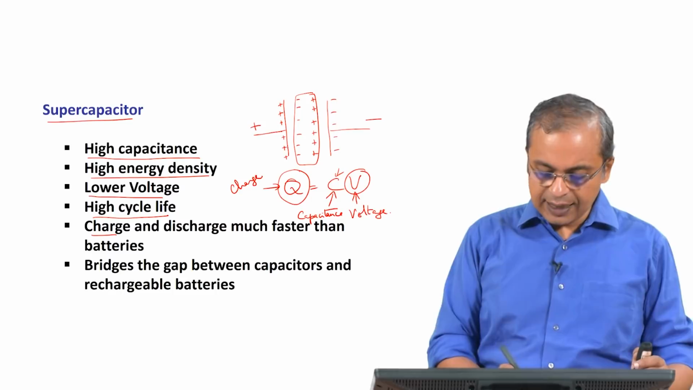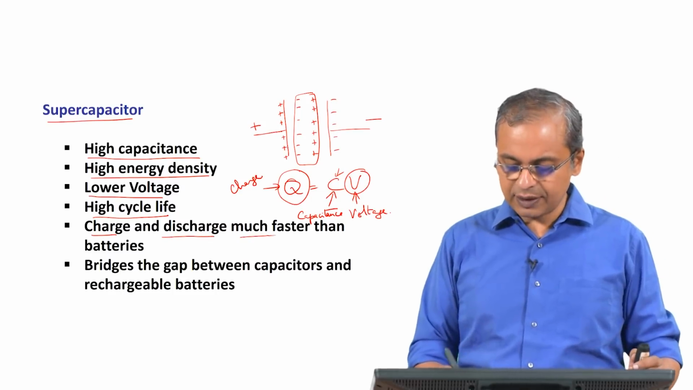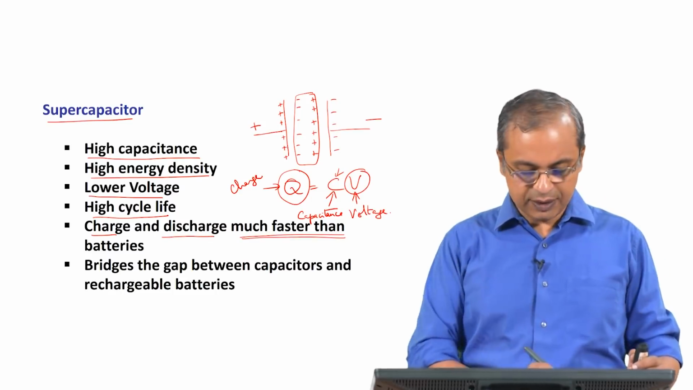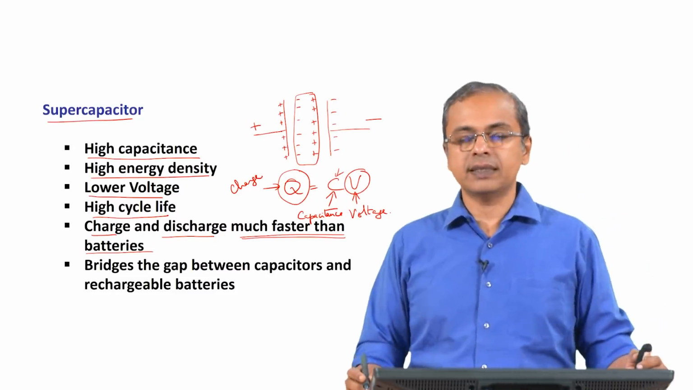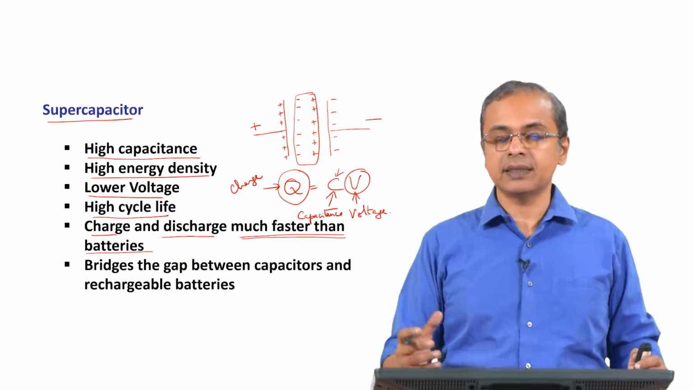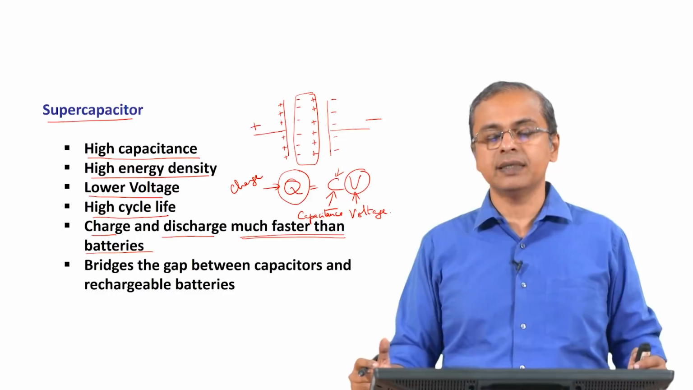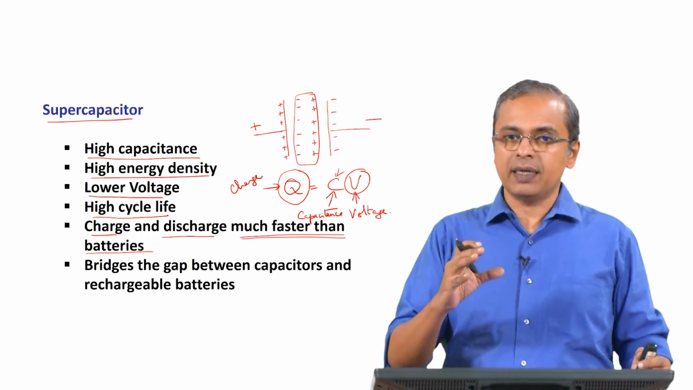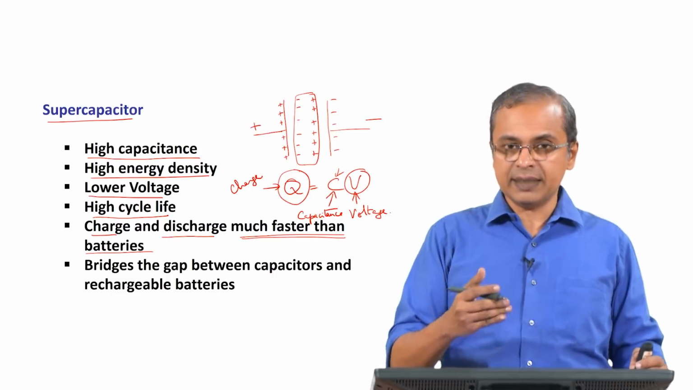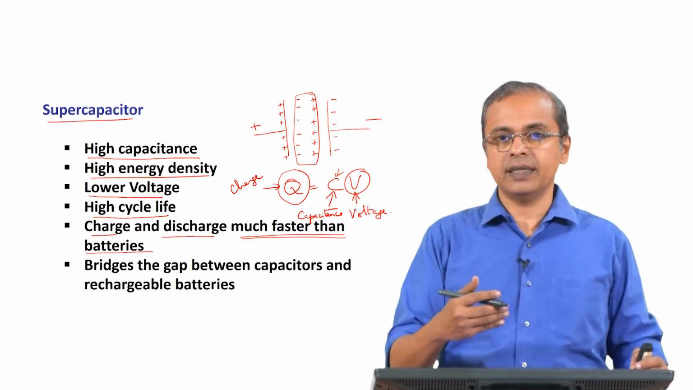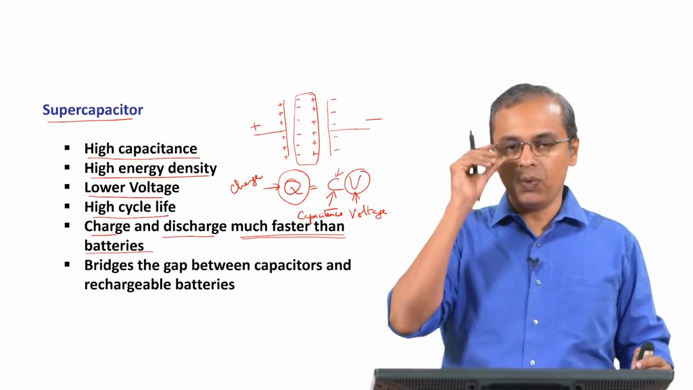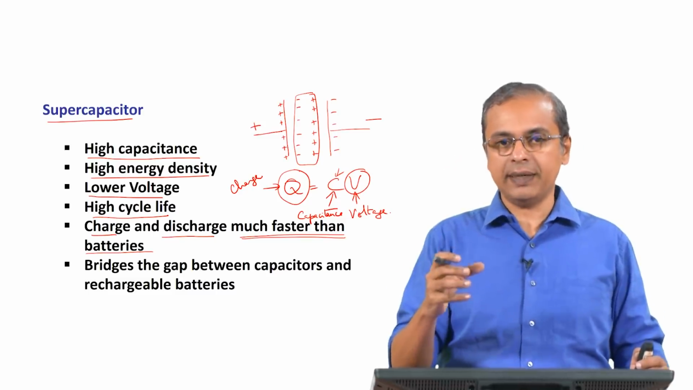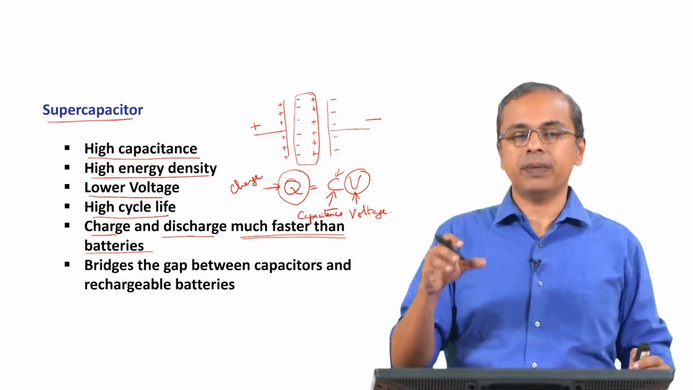Basically it charges as well as discharges much faster than batteries. So, that is the key that you have to understand, that it charges and discharges much faster than batteries, and therefore, there are applications where the change in circumstance is fast and you want something to store that energy quickly. So, there a battery will not be able to do the job.